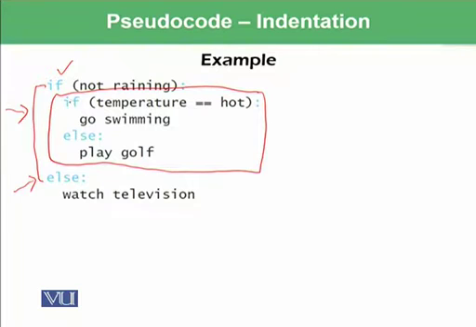How it will perform: if it is raining, the condition if not raining will be false, and it will come over here and say watch television, sit at home and watch television. There is no need to go outside. However, if it is not raining, then it will check another if: temperature is hot. If the temperature is hot, it will say go swimming. And if the temperature is not hot, it's cool, then it will say play golf.